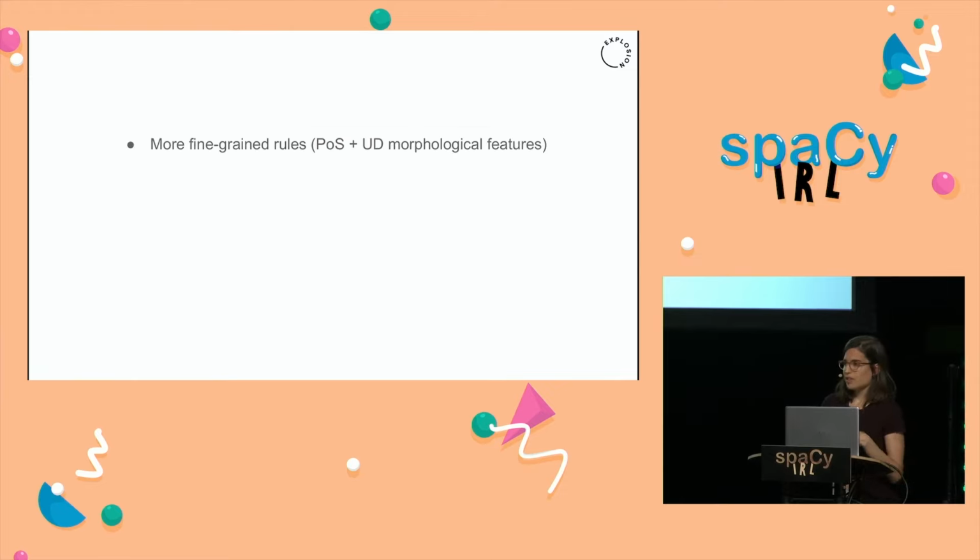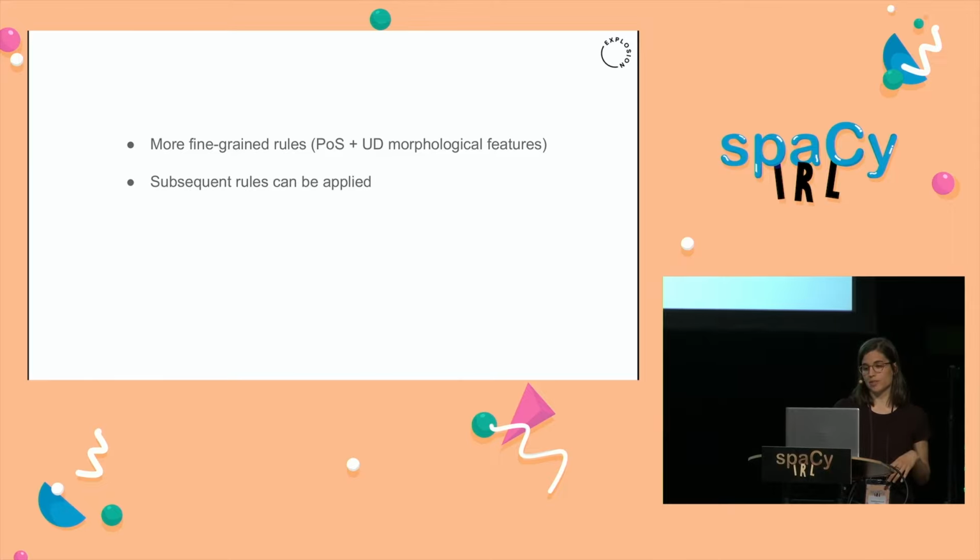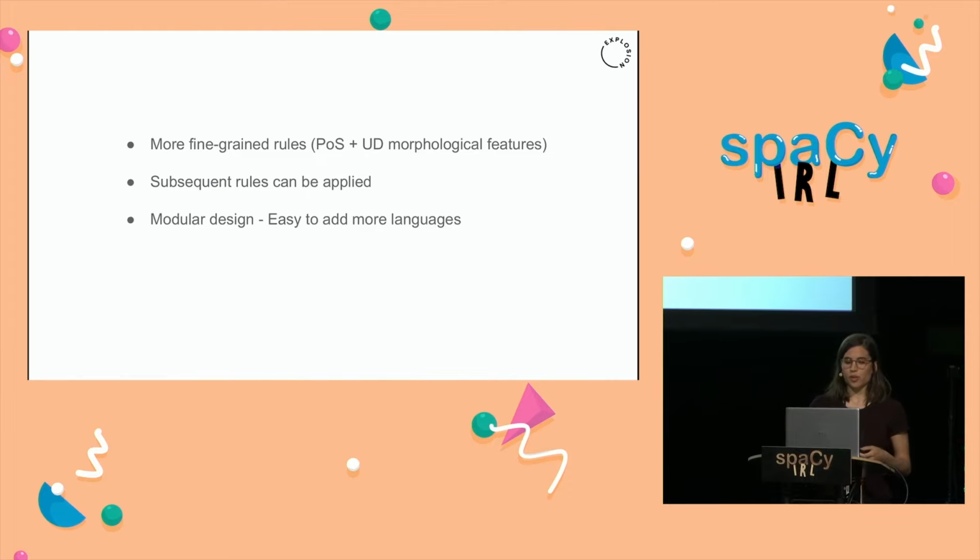So in conclusion, the things that we introduced in this new lemmatizer are more fine-grained rules, which are keyed by parts of speech and also by sets of morphological features. And they are in the Universal Dependencies format because we want to keep this universal mindset. We do not want to change so many things when we build the lemmatizers for the different languages. So we prefer to use this common format. And then subsequent rules can be applied, as I explained before. And now we have this more modular design in which it is easier to add more languages.